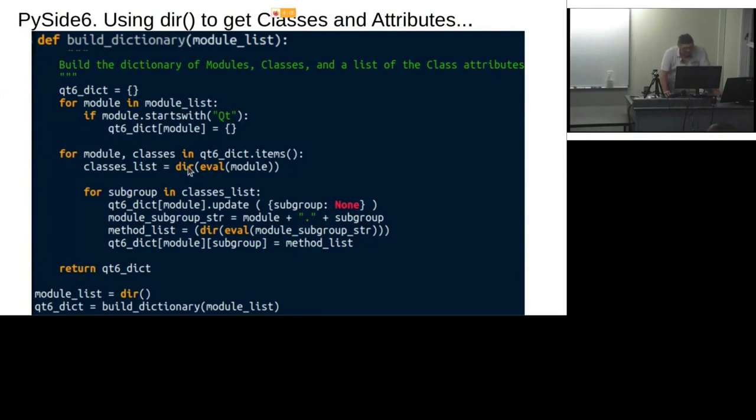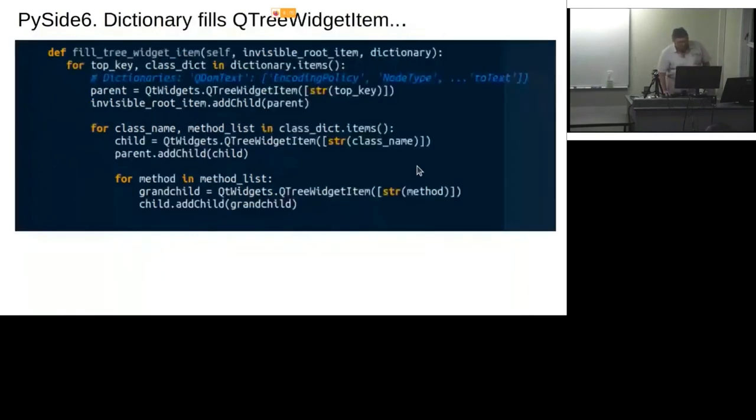I then, by using this dir eval module, get a list of all the classes for that particular module. So I build a sub-dictionary, I just hang on to that. And then I want to be able to get the methods off that class. So I have to build a bit of a string and pass that to dir again, and that gives me my subgroup. Okay, and everything's in a dictionary. By having it as a dictionary within a dictionary that contains a list, when I want to build that tree, it's fairly easy.